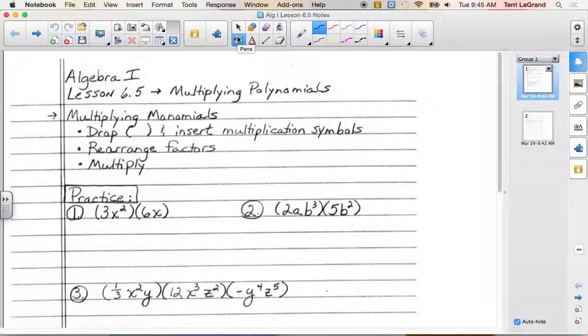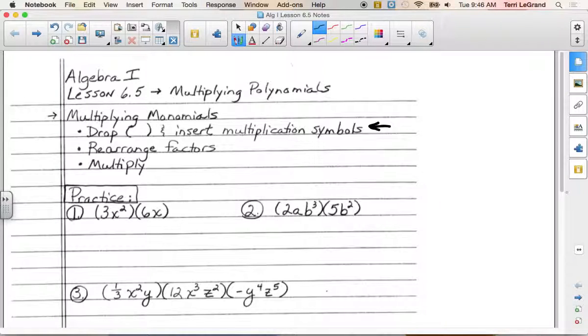So make sure that you're not just saying, oh, she said if we have back-to-back parentheses, we could just drop them. No. I said back-to-back parentheses mean that there's multiplication going on. If there's no addition or subtraction, we can drop parentheses and insert multiplication symbols, like I say right here. Then we can rearrange the factors.